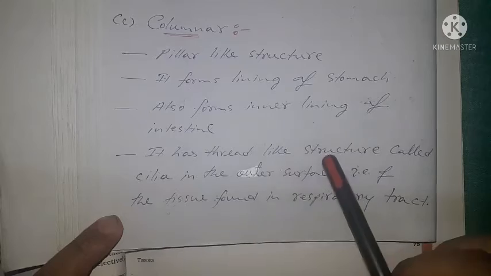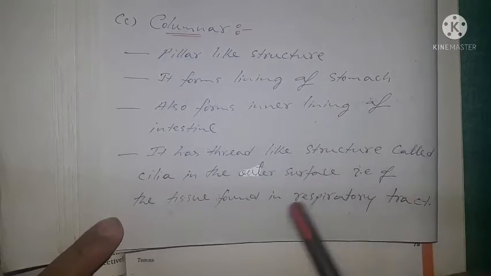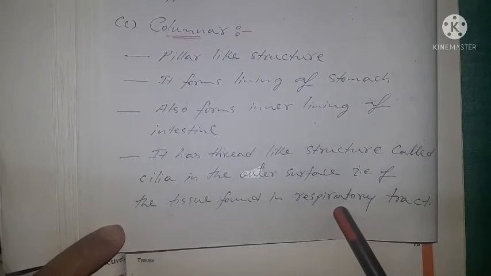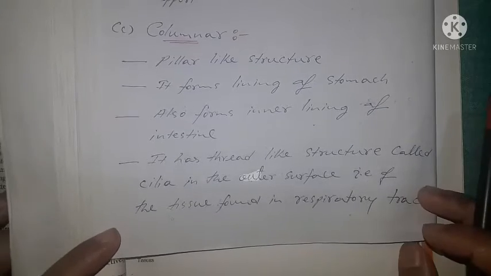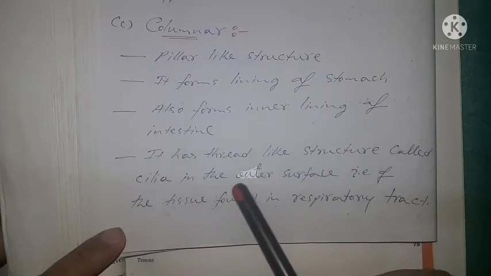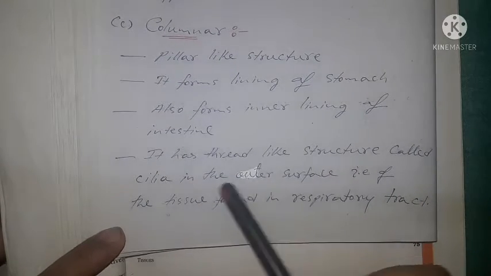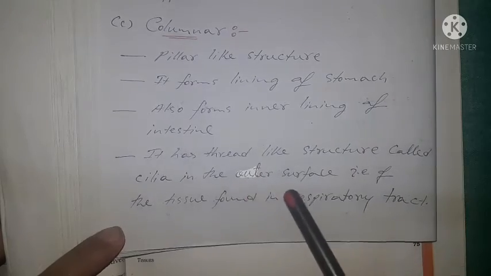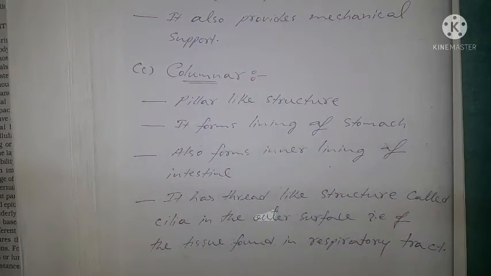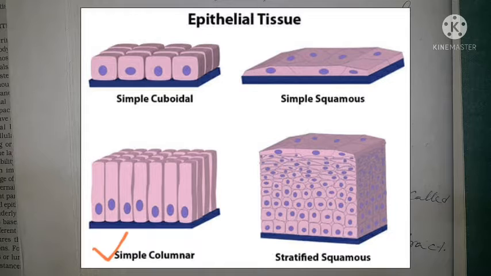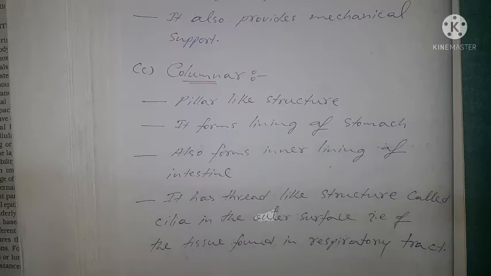It has thread-like structures called cilia on the outer surface of the tissue found in the respiratory tract. Some of the columnar tissues also consist of cilia. As you can see in the picture of the columnar tissue, the structure is like that of a pillar, arranged as columns.